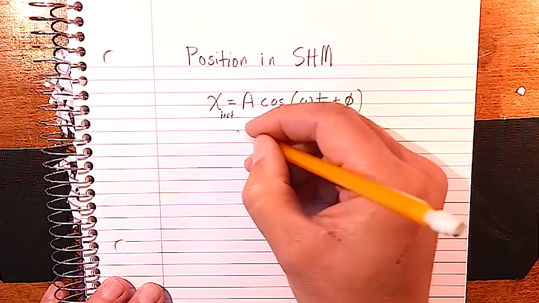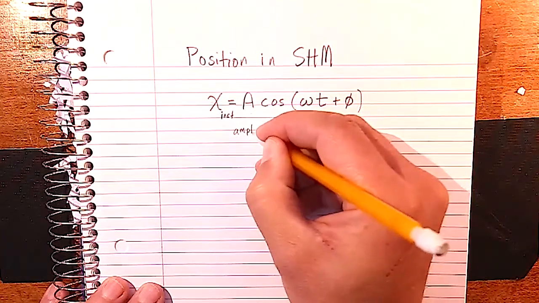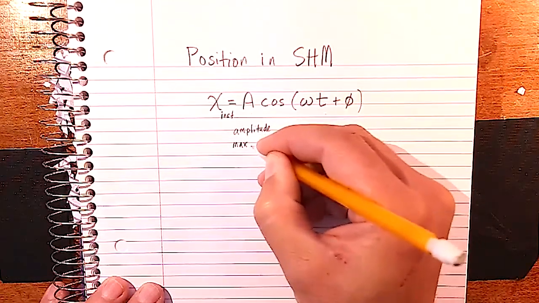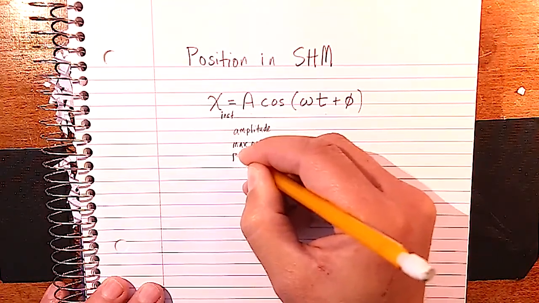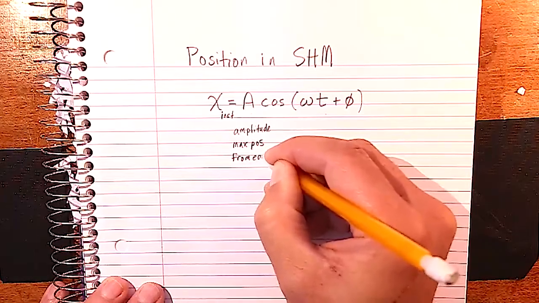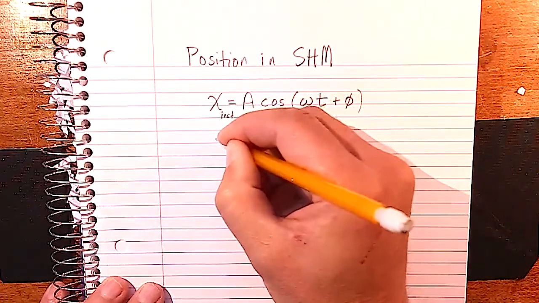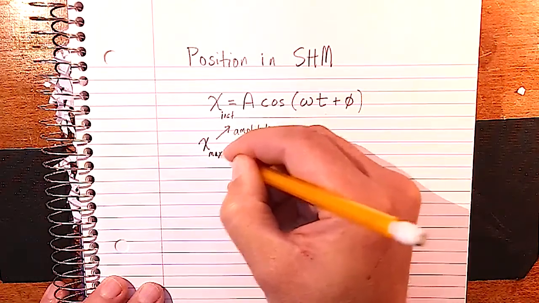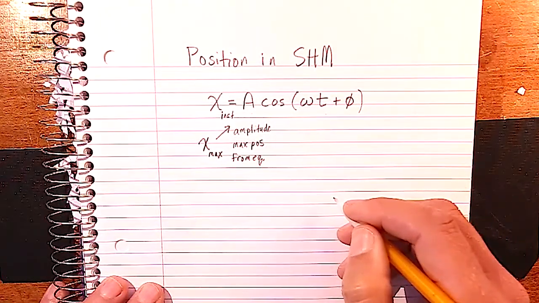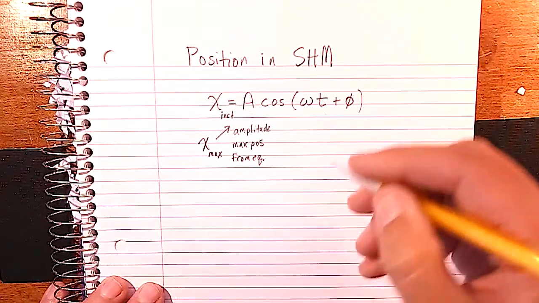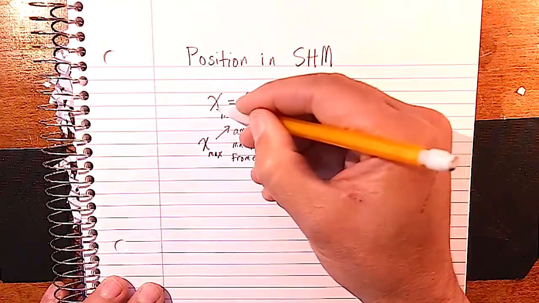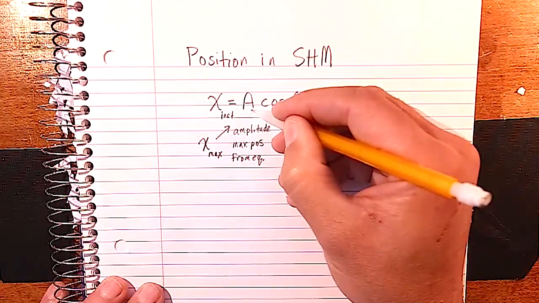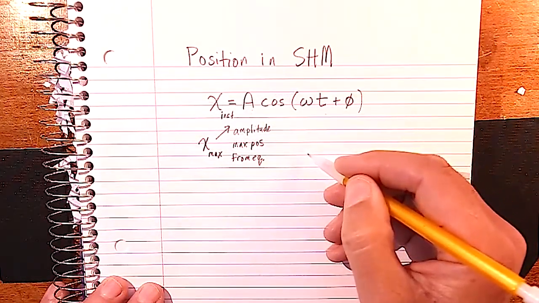Now A is the amplitude. So what is the amplitude? That is the max position from equilibrium. Now, often this is written as, in the x direction, this would be x max. If we wanted to do it in the y direction, that would be y max. But the main idea here is that this is the position at any time t, and this is the maximum position, x max, or A for amplitude.